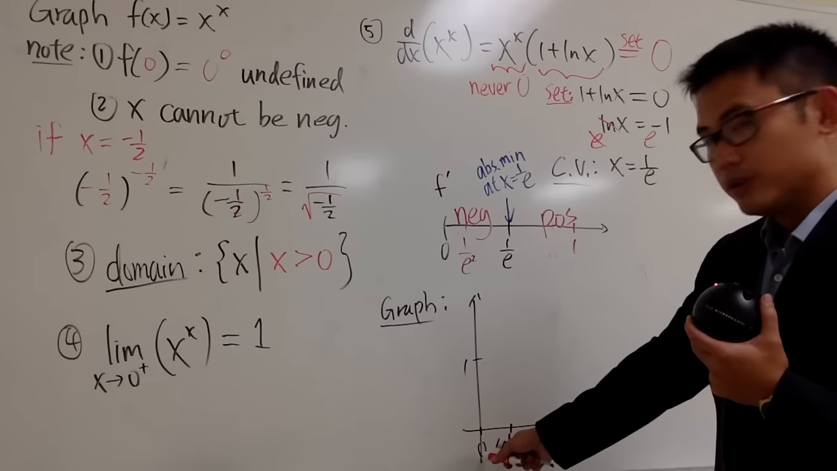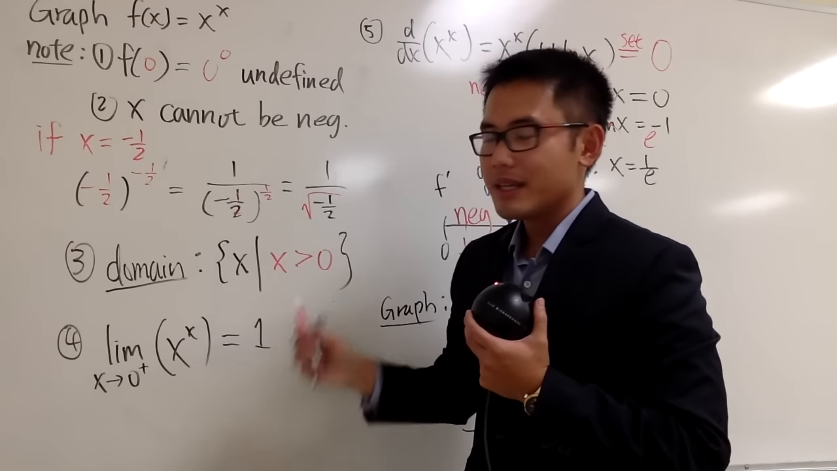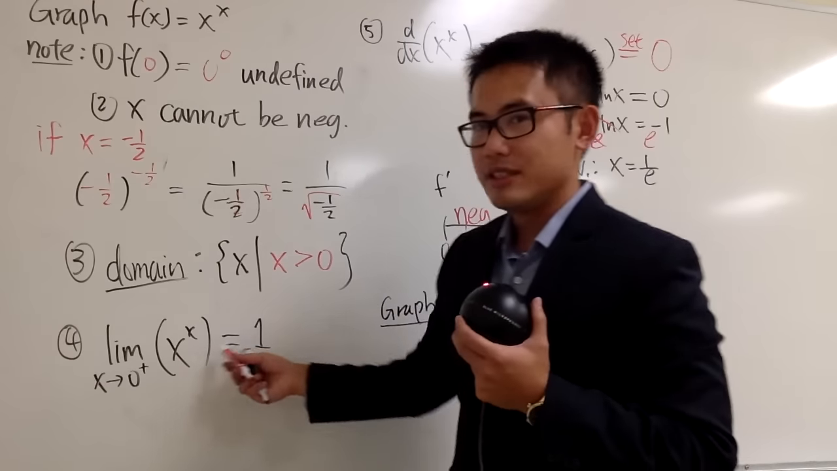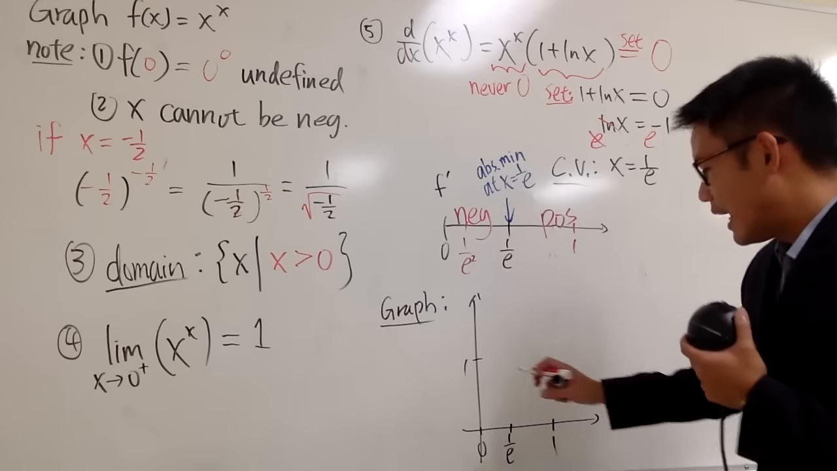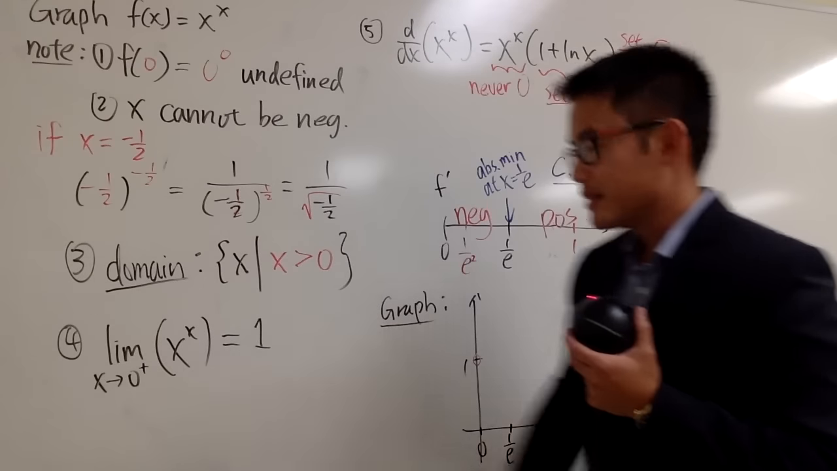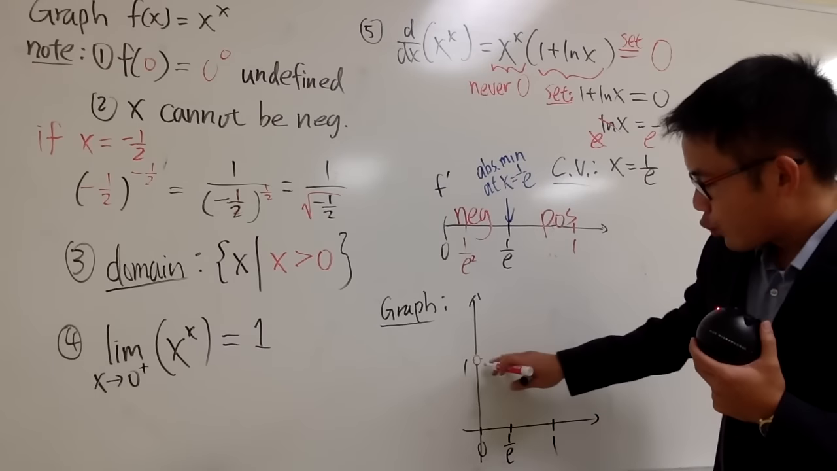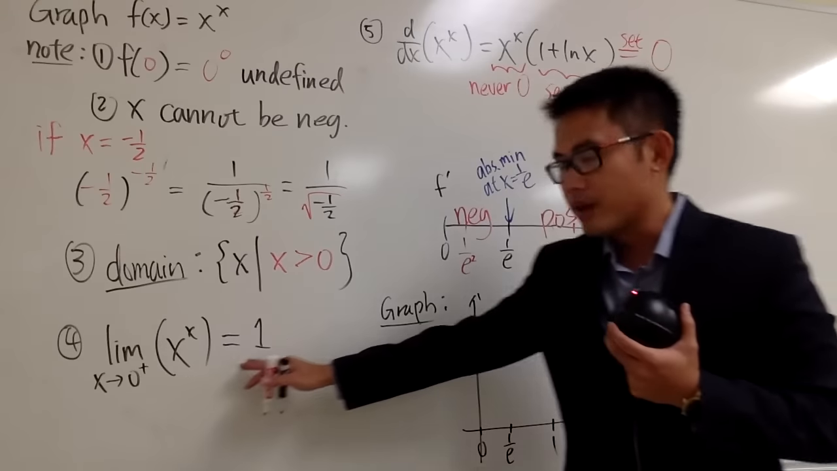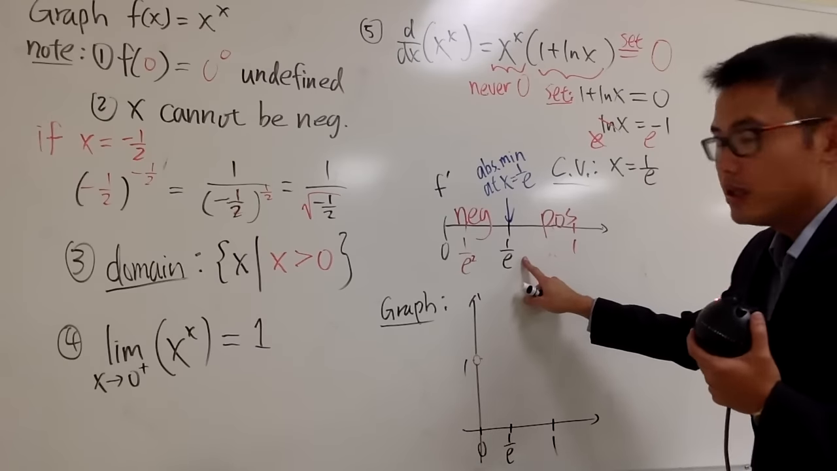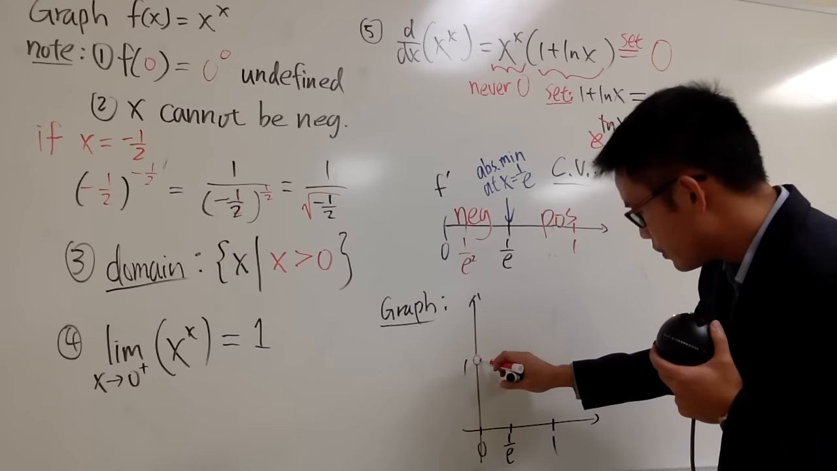So when x is equal to 0, you know the function is undefined. 0 to 0 is undefined, right? But when you are approaching 0 from the right-hand side, you know the limit is equal to 1. So to show that on the graph, I will just put an open circle because once again, at 0, it's undefined. And I do have the function approaching 1 from the right-hand side, all right? Anyway, from 0 to 1 over e, the function is decreasing because the first derivative is negative. So I'll just draw it down like this.